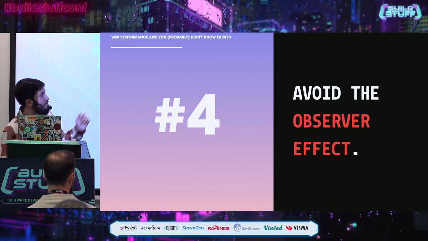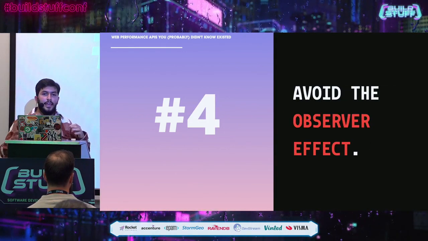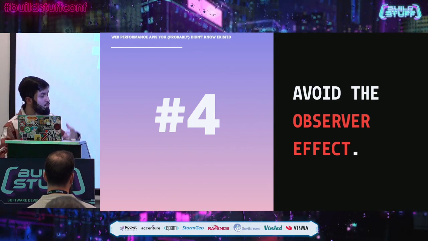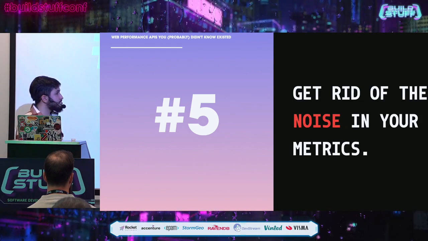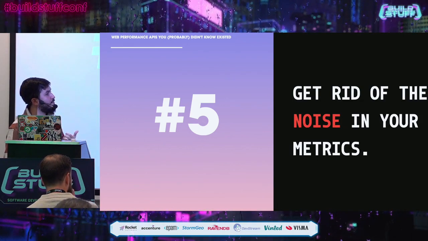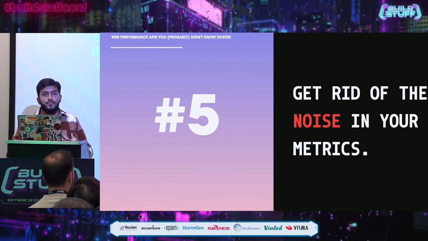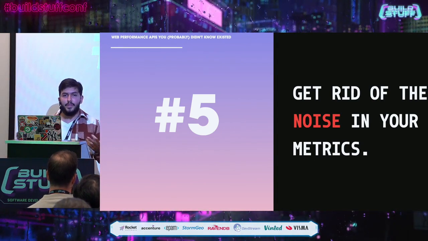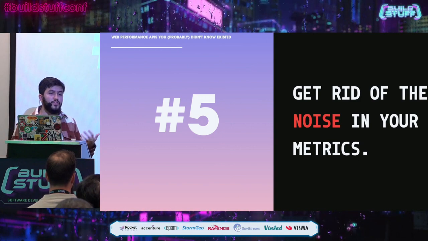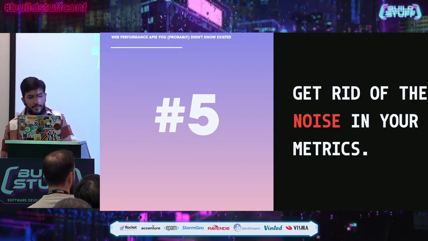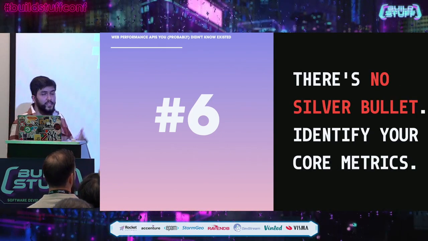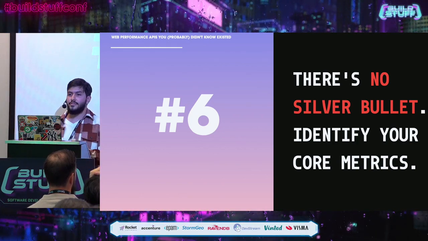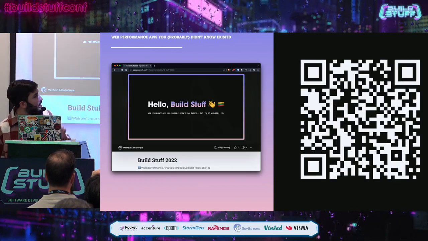At the same time, it's important to avoid the observer effect and adding a lot of complexity to our tests and measurements. It's also important to get rid of the noise in the metrics, so isolate data coming from bots and fake behaviors. Depending on what metrics you're collecting, they're going to have a lot of clutter. The cliche that there's no silver bullet is true, so it's important to identify the core metrics.